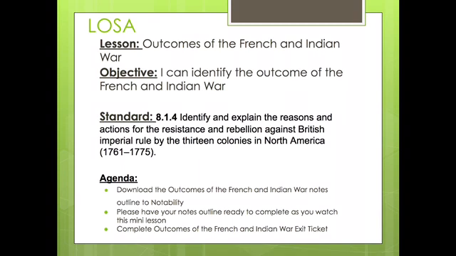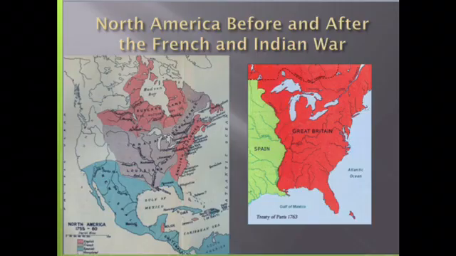So, what you'll need to do, if you haven't done so already, is download the outcomes of the French and Indian War note catcher, or note outline, into Notability. You probably want to have these notes ready and available as you watch this mini lesson. It'll just be a lot easier for you to do it as we go. And then there'll be a short exit ticket over this mini lesson. You'll submit your notes and complete your exit ticket. You can use your notes on your exit ticket as always. Let's go.